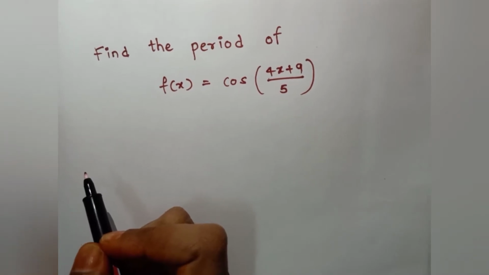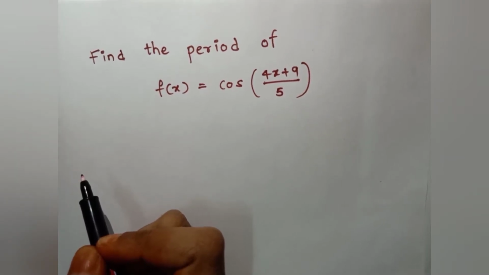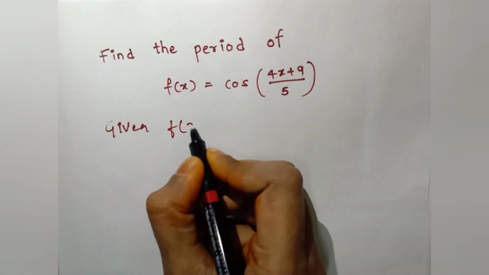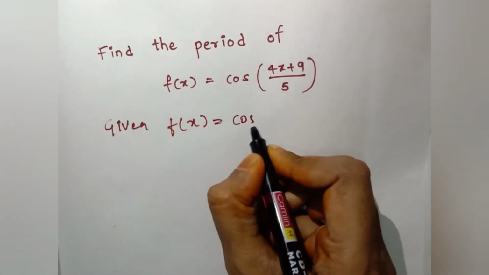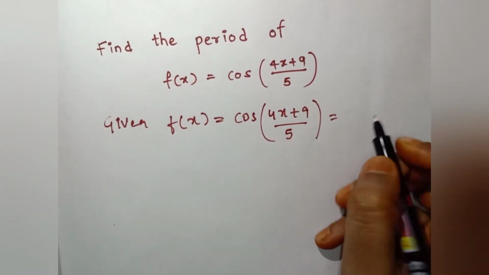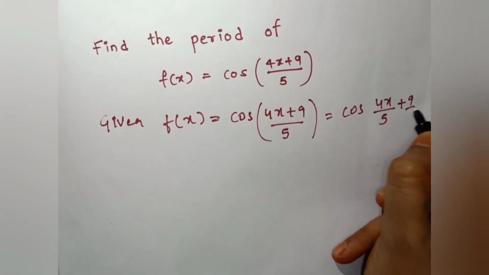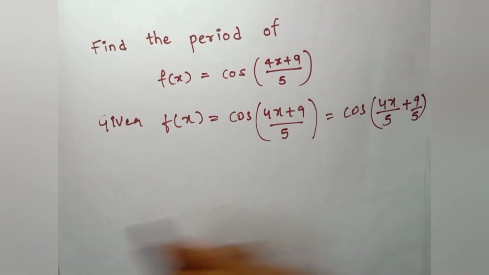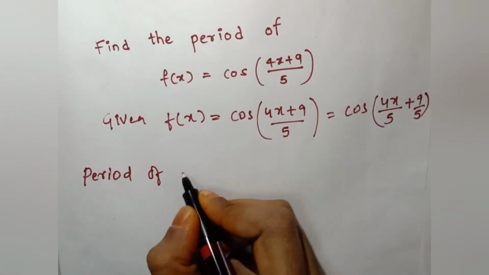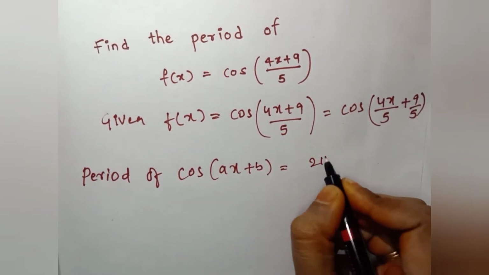Here the first question is, find the period of f(x) = cos((4x+9)/5). Given f(x) = cos((4x+9)/5). This can be written as cos(4x/5 + 9/5). We know that the period of cos(ax+b) is equal to 2π/|a|.